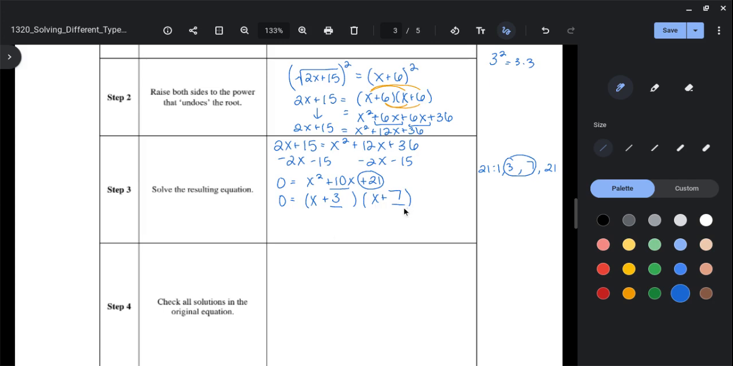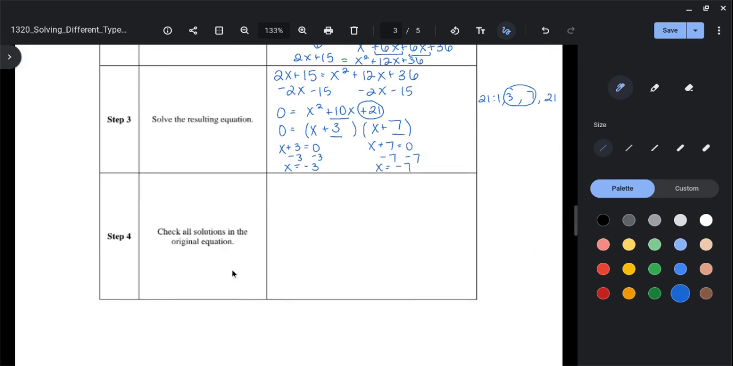Then our third step when we are solving polynomial equations is we need to set each of these factors equal to 0 and solve for the variable x. So we have x plus 3 equals 0 and x plus 7 equals 0. To get x by itself, I need to get rid of this plus 3, so I subtract 3 on both sides of this equation to get x equals negative 3. To get x by itself in this equation, I need to undo that plus 7, so I subtract 7 on both sides, and we get x equals negative 7.